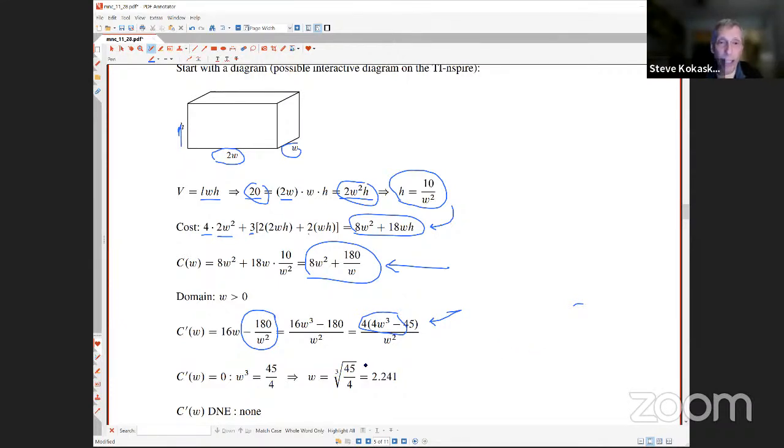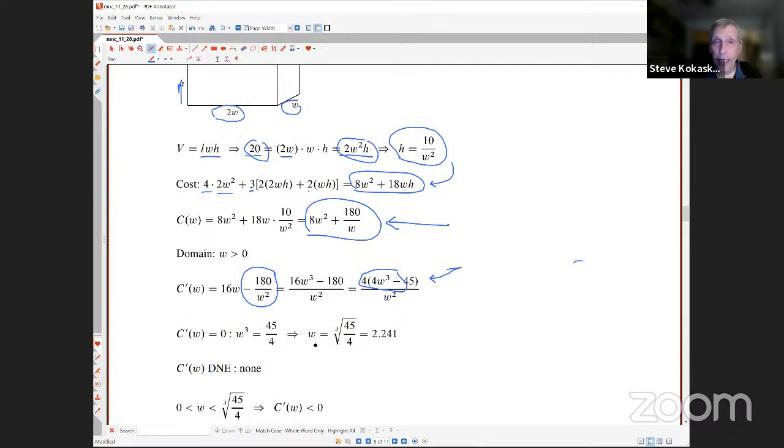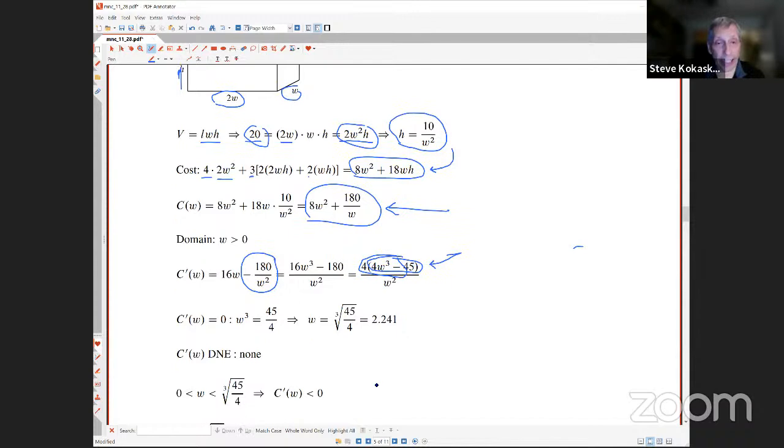So there are no places where the first derivative does not exist. Give me a graph to look at. That's the problem. We're getting there. That's an excellent suggestion. If I'd have seen a graph, then I'd have known what I was looking at. That's actually one thing that I did, Curtis, is I actually took this 4W cubed minus 45 and I graphed it. That's a very good suggestion. All right. There are no places.